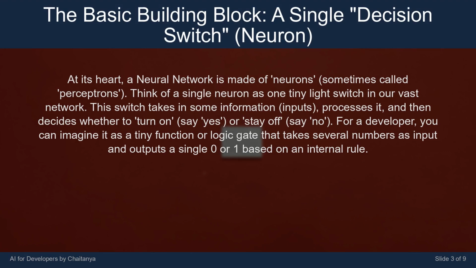At its heart, a neural network is made of neurons, sometimes called perceptrons. Think of a single neuron as one tiny light switch in our vast network. This switch takes in some information, inputs, processes it, and then decides whether to turn on, say yes, or stay off, say no. For a developer, you can imagine it as a tiny function or logic gate that takes several numbers as input and outputs a single 0 or 1 based on an internal rule.